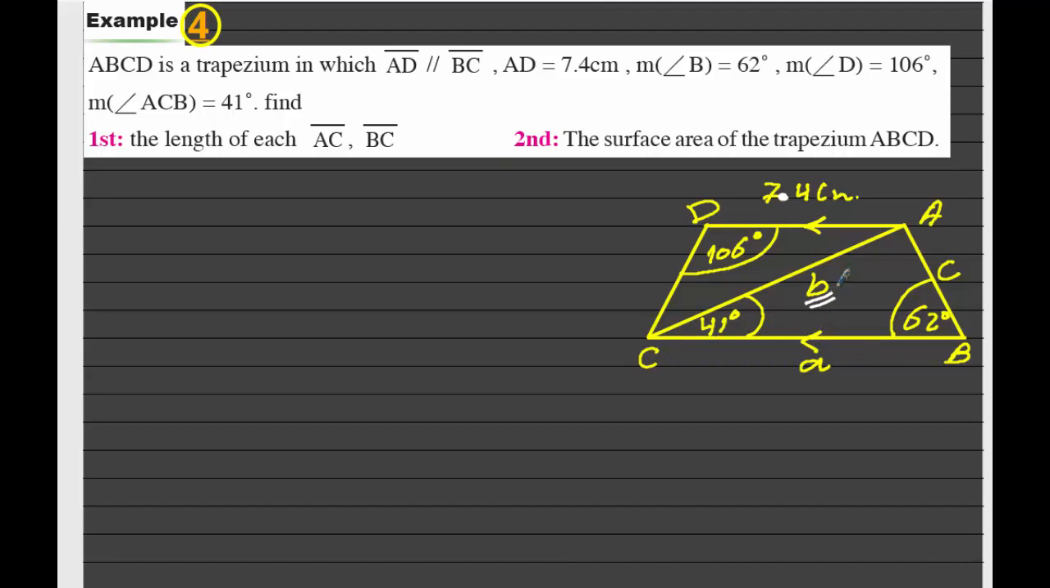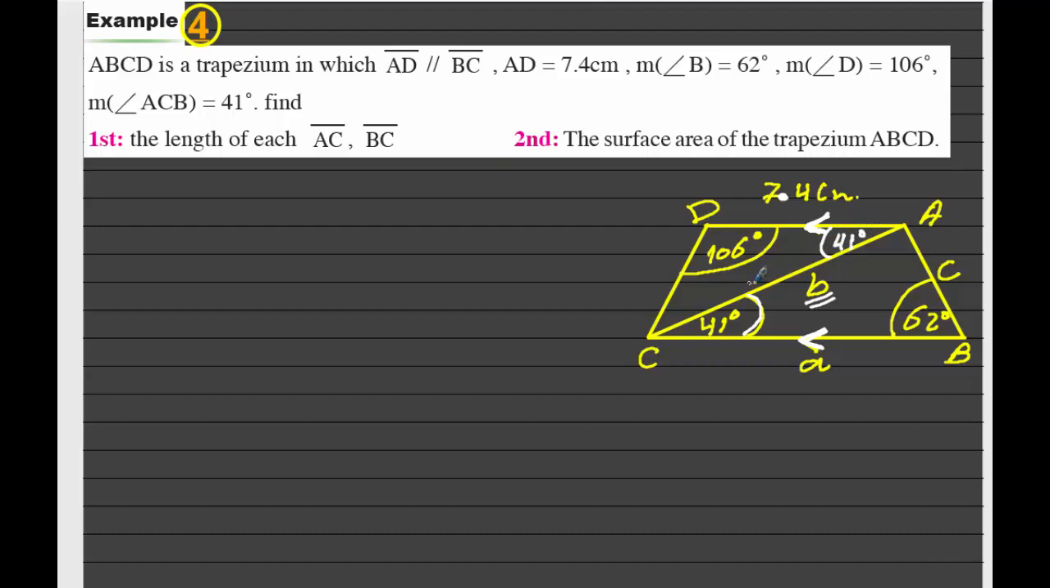But we need another angle in triangle ADC. From the given, AD is parallel to CB, right? So measure of angle ACB equals measure of angle DAC, two alternate angles, because AC is a transversal to AD and BC. So I can write here 41 degrees.